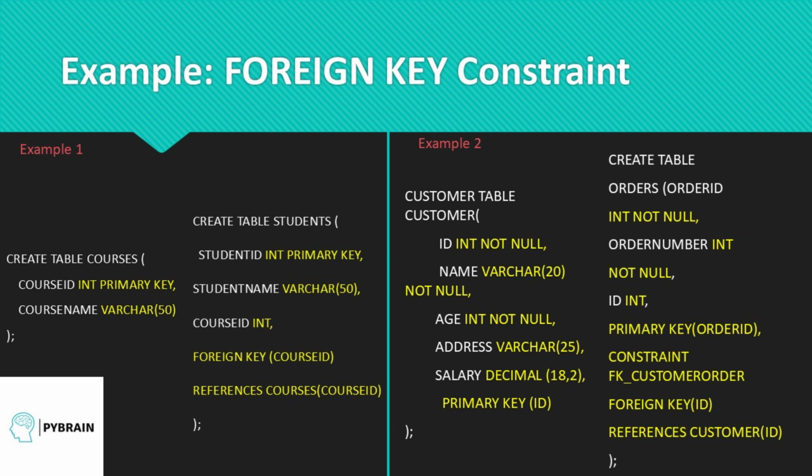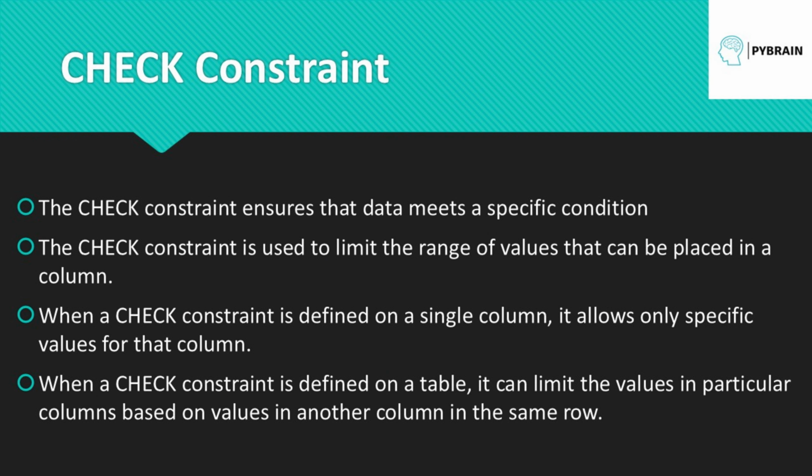So now you know how foreign key works. It helps maintain relationships between tables and ensures that your data remains consistent. Let's move on to the check constraint. The check constraint is used to limit the range of values that can be placed in a column. It ensures that any value entered in that column satisfies a specific condition.